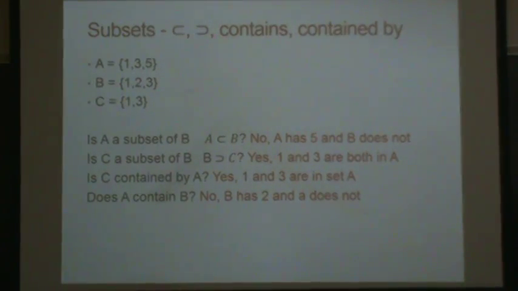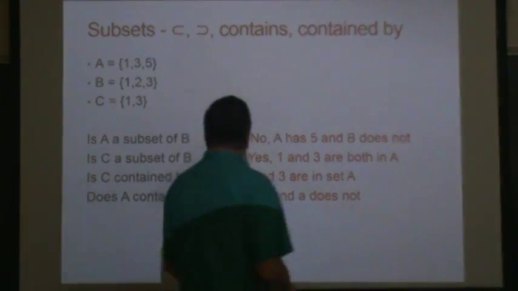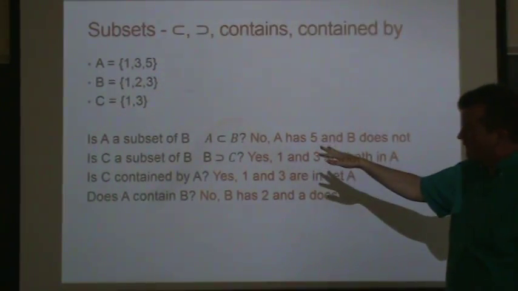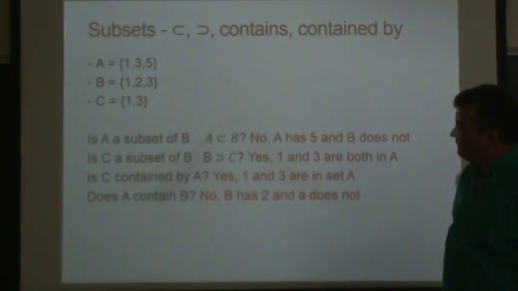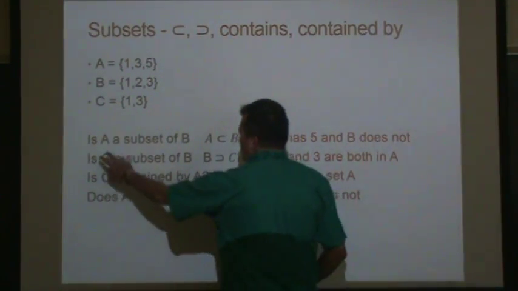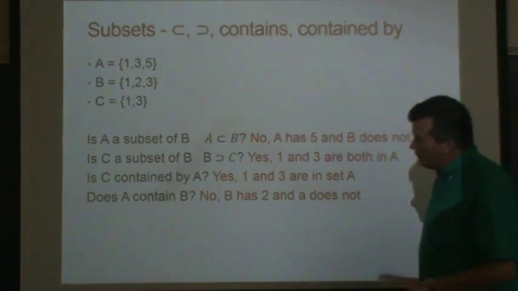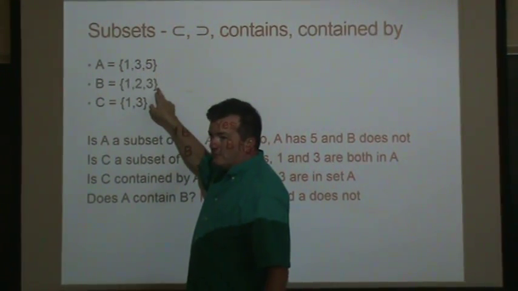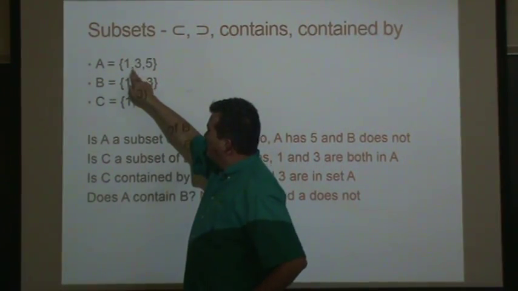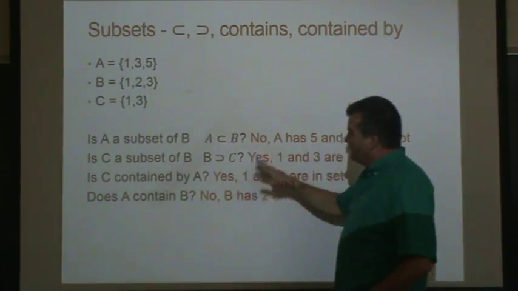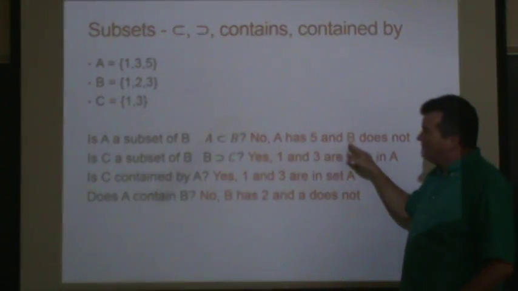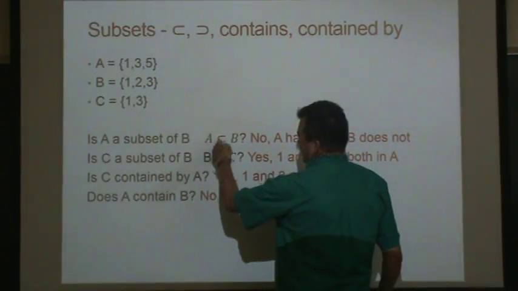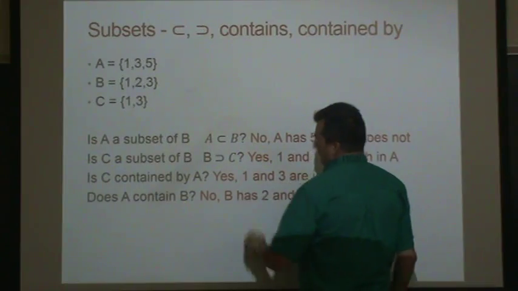So suppose, for example, we have these three finite sets. Set A is 1, 3, and 5. Set B is 1, 2, and 3. And set C is 1 and 3. As far as subsets are concerned, we could ask the question, is A a subset of B? A would be a subset of B if every member of A also appears in B. B may have more stuff, but if every member of A appears in B, then it would be a subset. So the answer to this would be no, because A has a 5 and B does not. So A is not a subset of B. And the notation would be this thing.